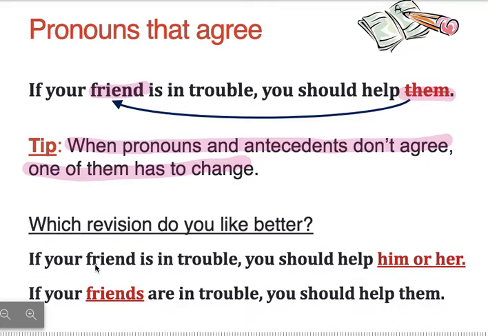We could say, if your friend is in trouble, you should help him or her. So now it is singular. Him is singular and her is singular. So it agrees with friend. We don't know the gender of the friend, so we would say him or her. We can't say one or the other. The other option would be, if your friends are in trouble, you should help them. So we changed the antecedent and we made it plural. The word them again is plural. So now because the antecedent is plural, they agree.